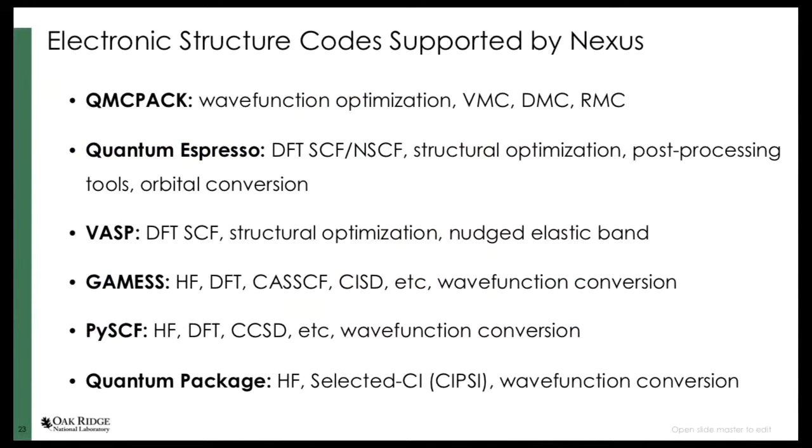With VASP, you don't directly feed orbitals from VASP into QMCPACK, but you can do structural optimization and nudged elastic band and feed that information in. Similarly, we have support for GAMESS, PySCF, and Quantum Package for all the different types of wave functions that can be generated, whether single determinant or multi-determinant, including selected CI.